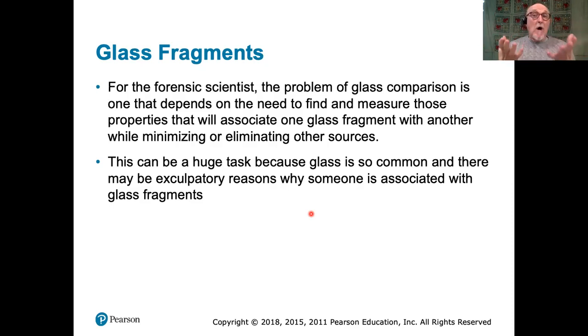There are many reasons why somebody might have glass on them, and the fact that glass was broken at a crime scene and glass was found on a suspect does not tie the two together. And it is, in fact, quite difficult to do so.